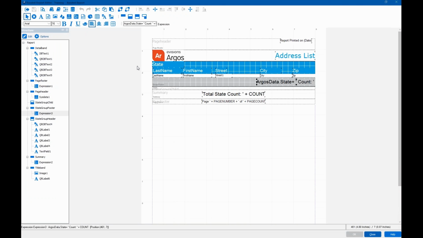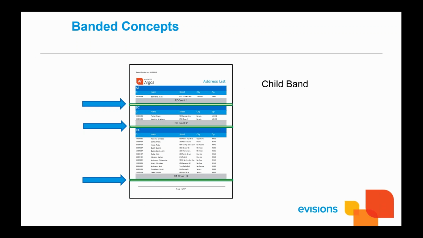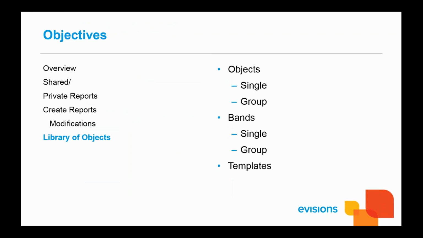Alright, the next topic we're going to cover is our library of objects. We've added our logo to our vendor report by retrieving it from the library of objects. Now I want to show you how to add objects to the library. We have created our report almost completely from scratch.